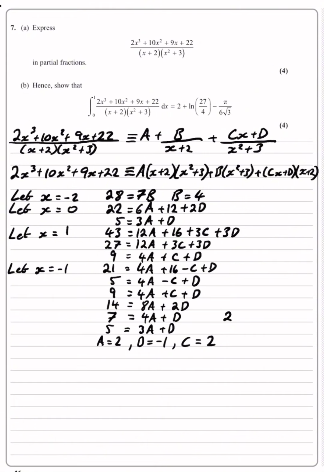And so our partial fractions are going to be 2 plus 4 over x plus 2 plus 2x minus 1 over x squared plus 3. Part B, the integral, obviously we're integrating the same thing, so we can use our partial fractions to split the big fraction up. I'm also going to split up the 2x minus 1 over x squared plus 3 into 2 separate fractions. That's going to help us integrate it because we can now integrate everything one at a time.